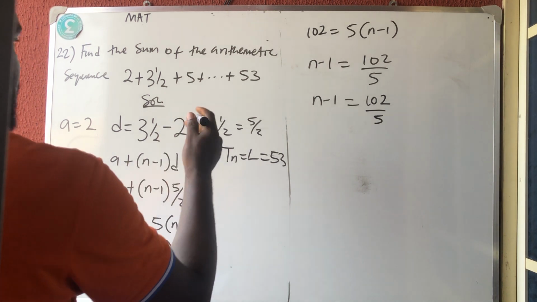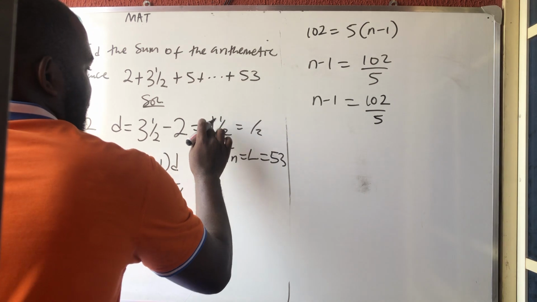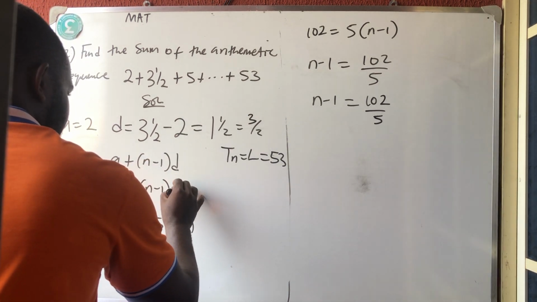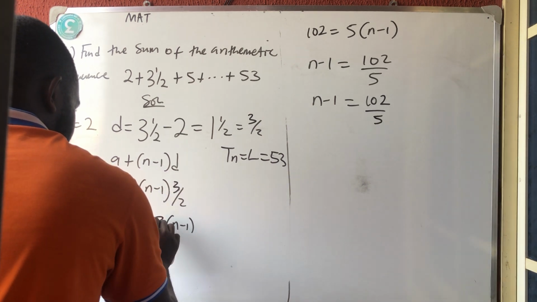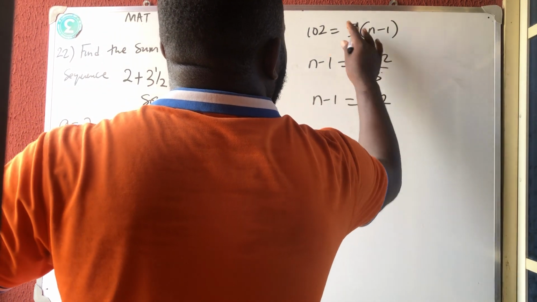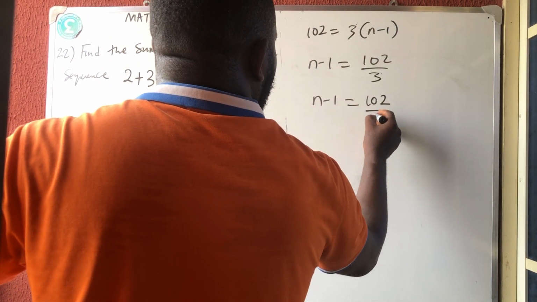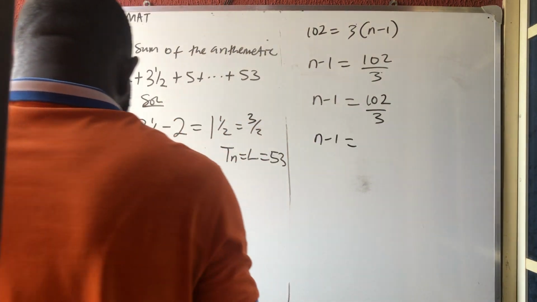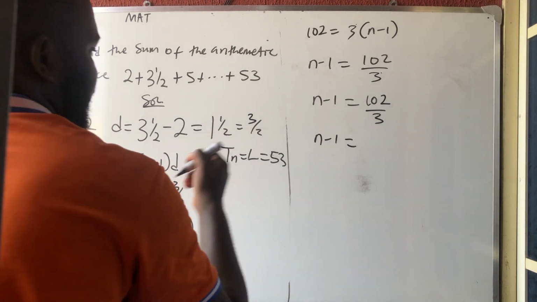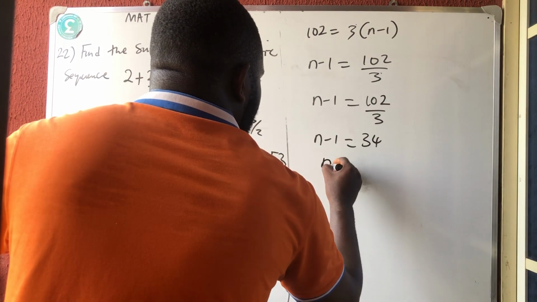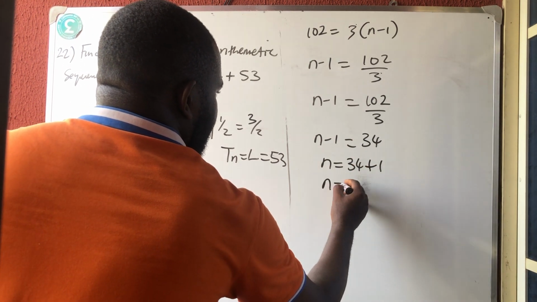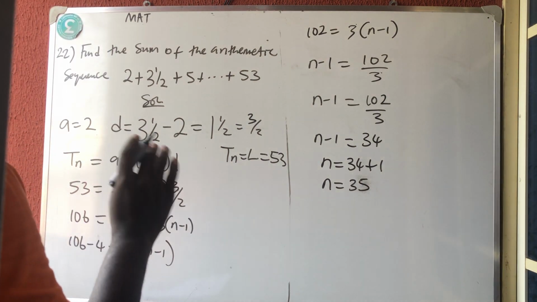How did I get 5? Okay, sorry, 3. 3 times 2 times 1, 2 plus 1, 3. It is 3 over 2, not 5 over 2. So here is 3, not 5. So divide by 3. I knew there should be a mistake somewhere. So n minus 1 is 102 divided by 3, which is 34. I know that n must be a whole number. So 34 plus 1, n is now 35. So we have 35 terms.